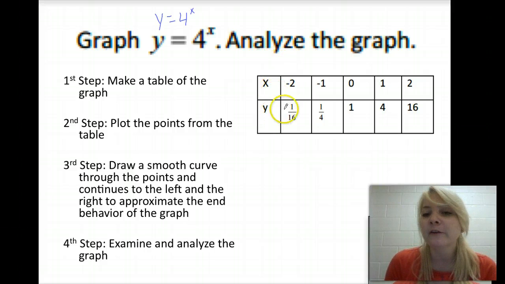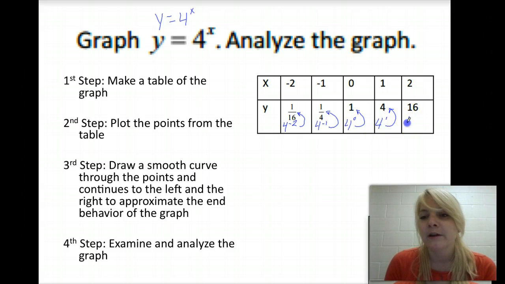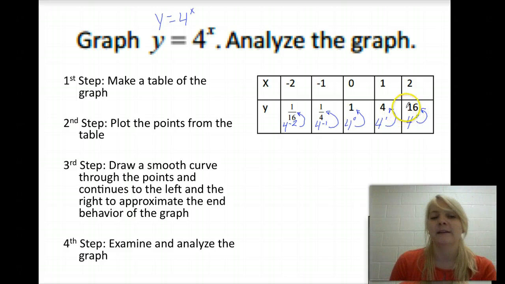So for example, that first y value: we substitute, we have 4 to the power of -2, which equals 1/16. 4 to the power of -1 is 1/4. 4 to the power of 0 equals 1. 4 to the power of 1 equals 4. And then 4 to the power of 2 is 16. So that's what we're looking at there.